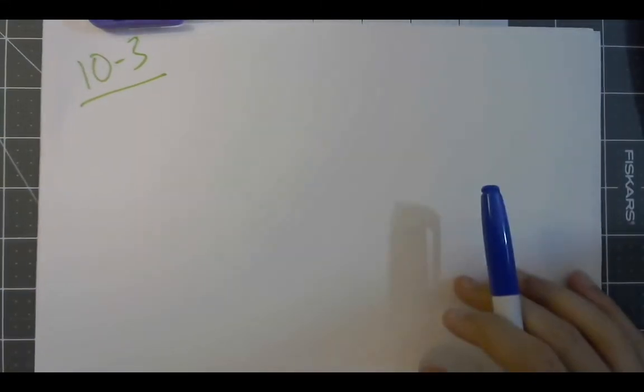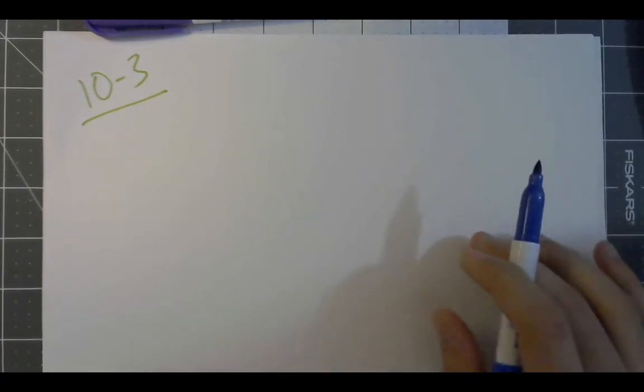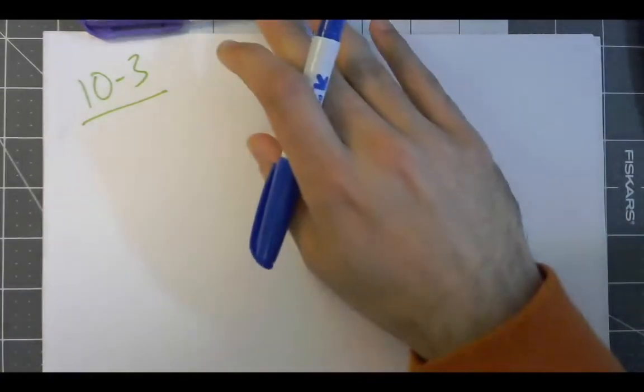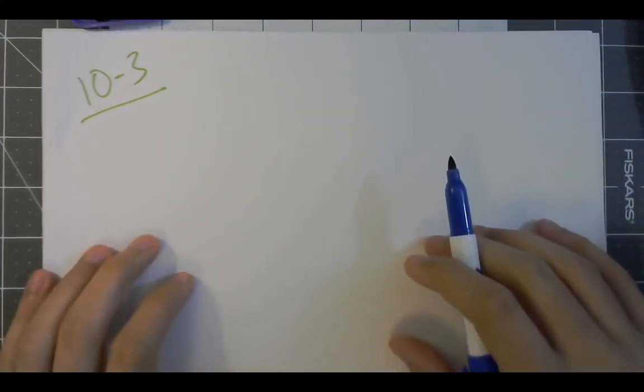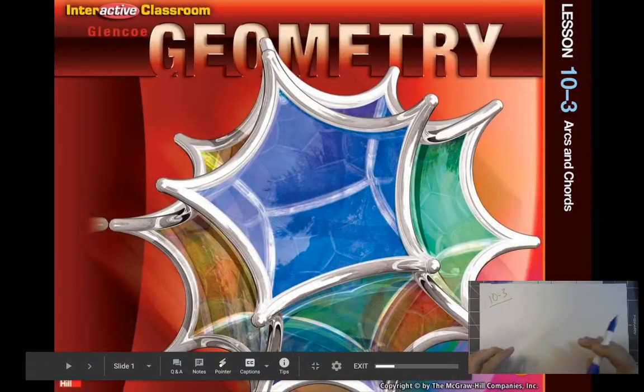We are on to chapter 10, section 3. This is the point of the chapter that we have not seen before spring break, so we're now entering the totally new pieces. The title for it is Arcs and Chords. We've talked about those before. We're just going to go deeper into them and talk more about how we can know things about them.